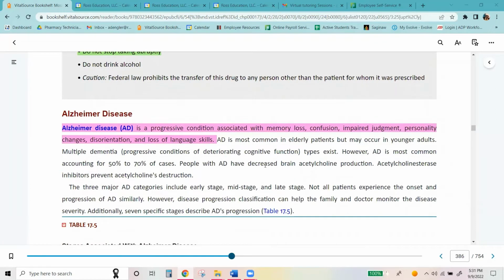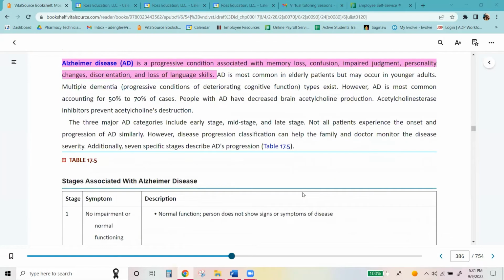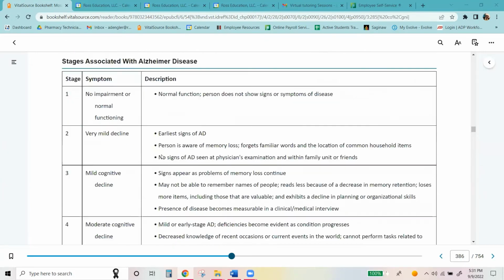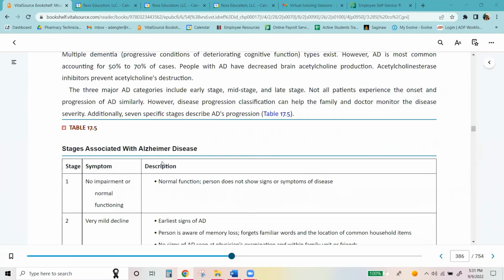Alzheimer's disease is a progressive condition associated with memory loss, confusion, impaired judgment, personality changes, disorientation, and loss of language skills. It's most common in elderly patients, but it can occur in younger adults. Stages associated with Alzheimer's disease. So there are 7 stages. It lists the symptoms and the descriptions.